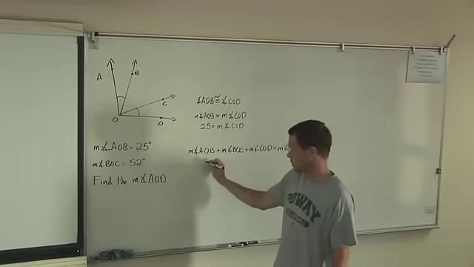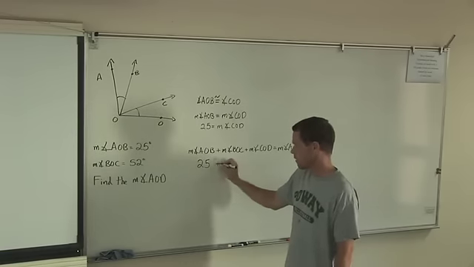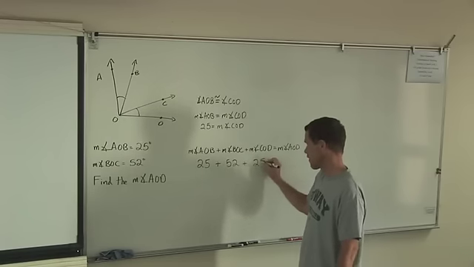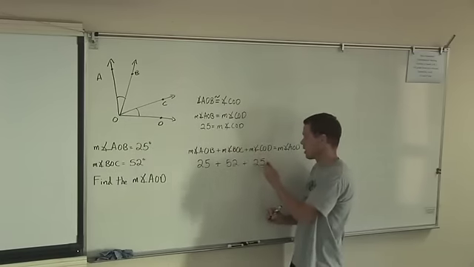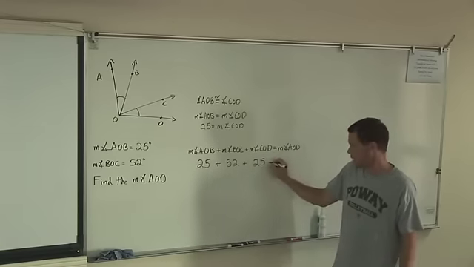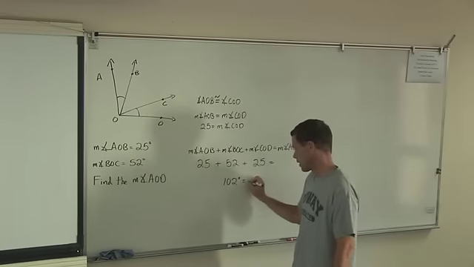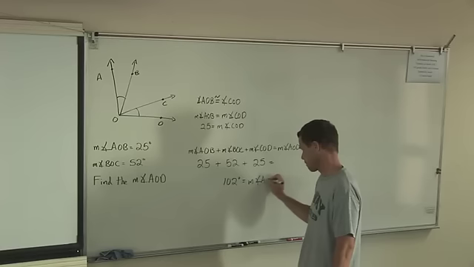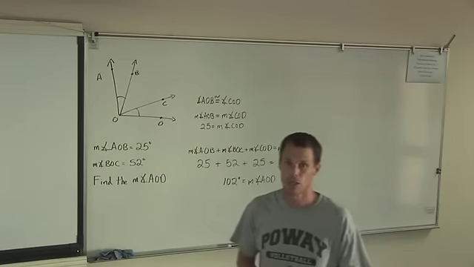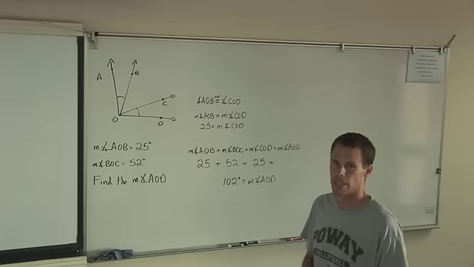At this point, with substitution, 25 degrees for the measure of angle AOB, 52 degrees for BOC, and another 25 as established here for the measure of angle COD, we can now put this together as 102 degrees is equal to the measure of angle AOD. There are plenty of problems like this on the homework that you will have to piece your way through. This was the final example for Chapter 1, Section 6.